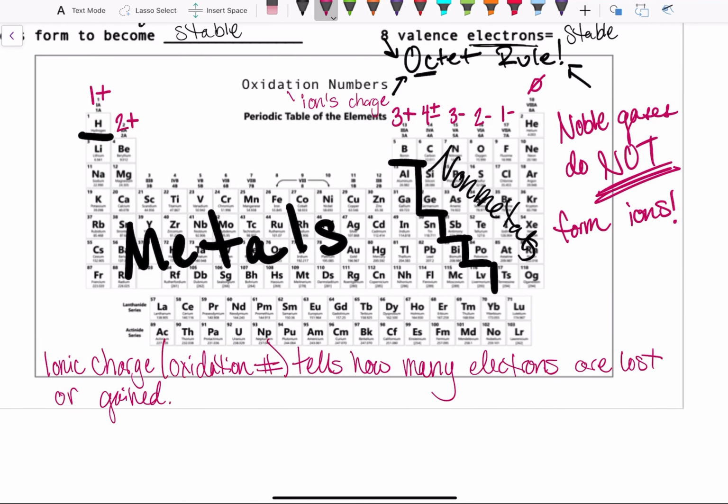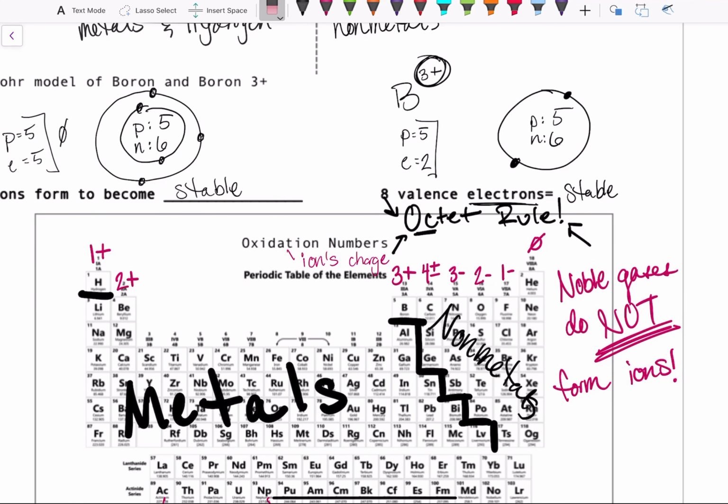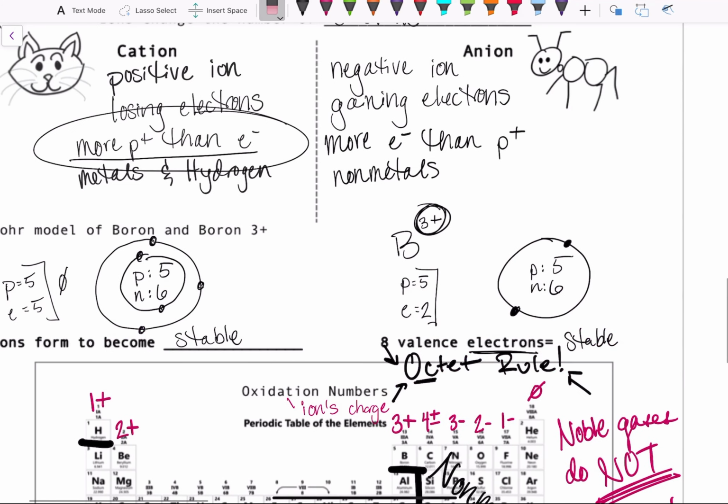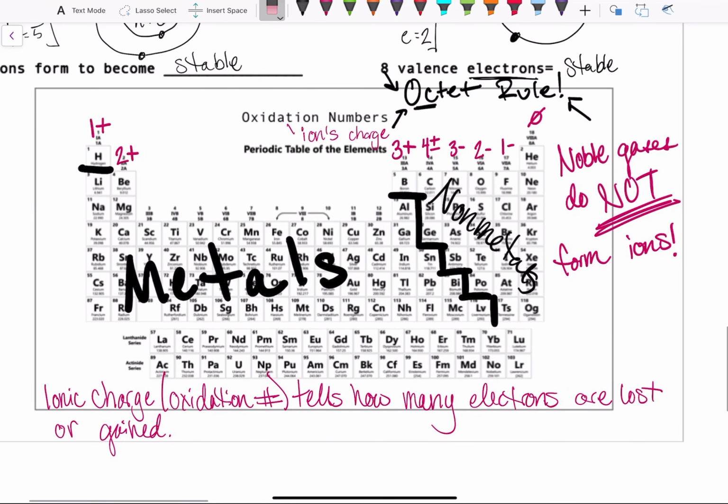For example, when we were looking at boron 3+, that told us that we were going to have to lose, because it's positive, 3 electrons. So it's a positive ion. We lose electrons. We lost 3. Let's say we're looking at beryllium to the left of it. So beryllium, it's positive, so it's losing electrons. It would lose 2 electrons. Well, what about something that's negative then? Something that's negative like oxygen, more negative, more electrons. It's going to gain 2 electrons.